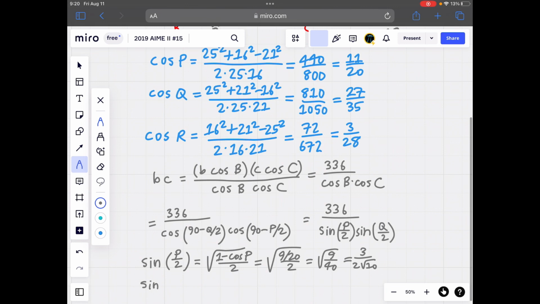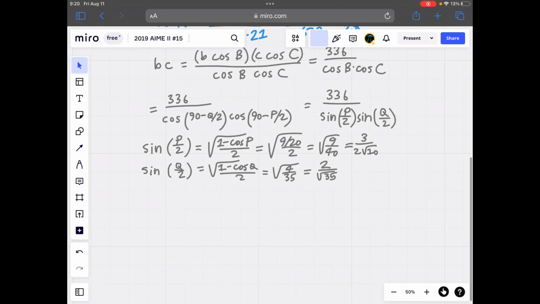And similarly, sine Q over 2 is equal to the square root of 1 minus cosine Q over 2 by the half angle formula. That's equal to 1 minus 27 over 35 is 8 over 35. So if we divide that by 2, we get the square root of 4 over 35. And that's just 2 over root 35.